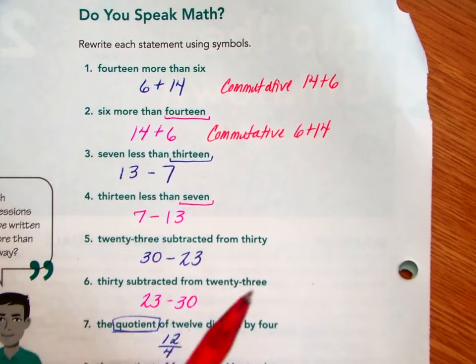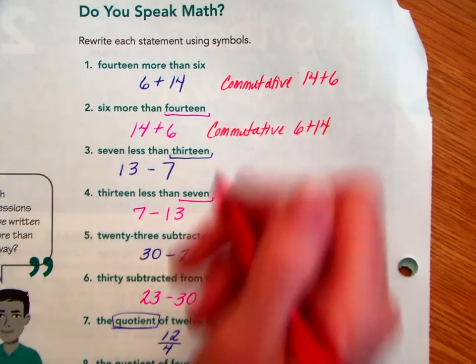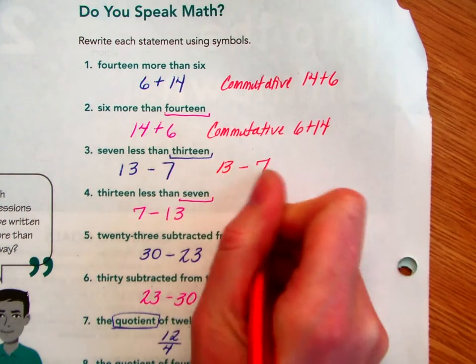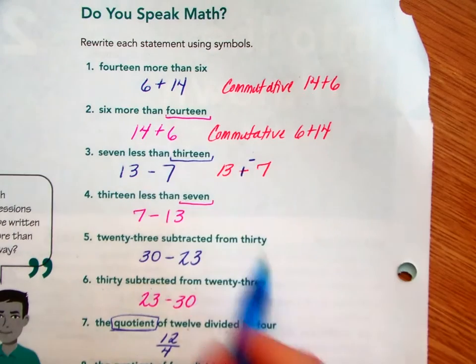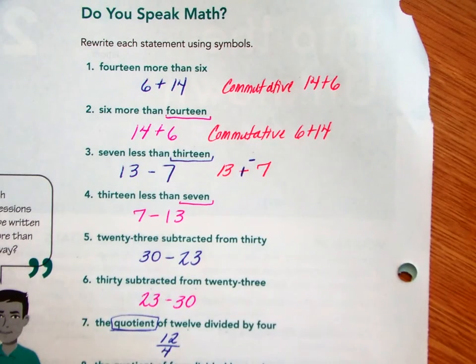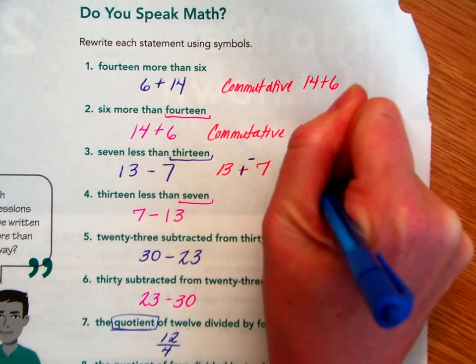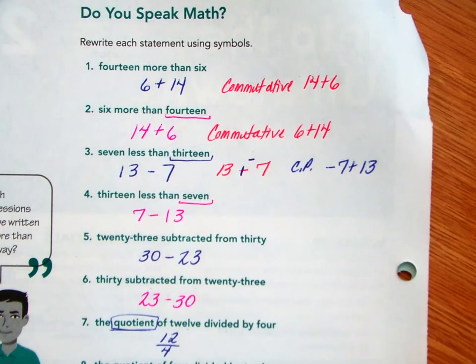Could we swap this? Debatable. I think it could be done if you first change the operation to add the opposite. Now that you're adding, you can apply the commutative property. So now I could go, by the commutative property, to negative 7 plus 13.